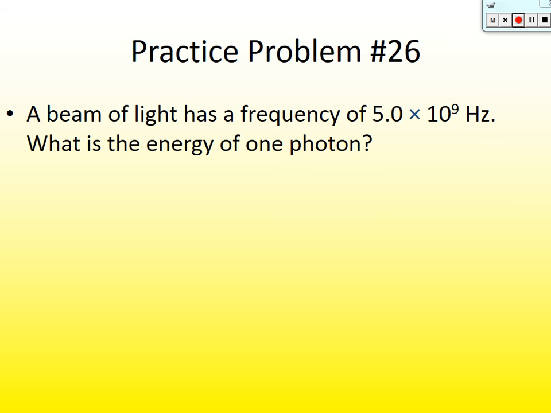Okay, let's do one more like this. Practice problem number 26. This one is asking you to find the energy of one photon. Let's go back to that energy equation. Energy of light is equal to h times F. So please use that equation, try to solve for E, and tell me what the energy of this photon would be. If you're watching the video, please hit pause and try this one on your own.